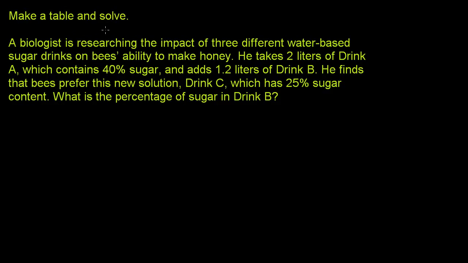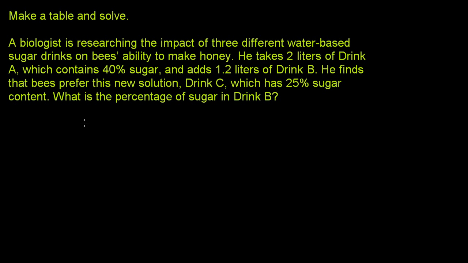Make a table and solve. A biologist is researching the impact of 3 different water-based sugar drinks on bees' ability to make honey. He takes 2 liters of drink A, which contains 40% sugar. So let me write this down. Let me make our table, and then we can solve it.